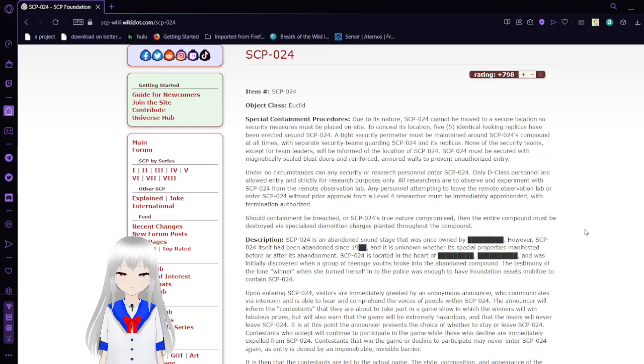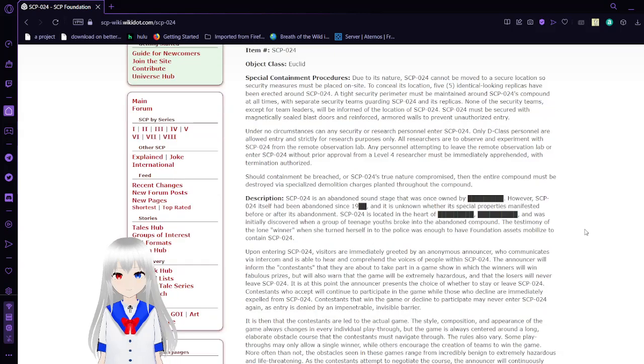Under no circumstances can any security or research personnel enter SCP-24. Only D-class personnel are allowed entry, strictly for research purposes only. All researchers are to observe and experiment with SCP-24 from the remote observation lab. Any personnel attempting to relieve the remote observation lab or enter SCP-24 without prior approval from a level 4 researcher must be immediately apprehended, with termination authorized.